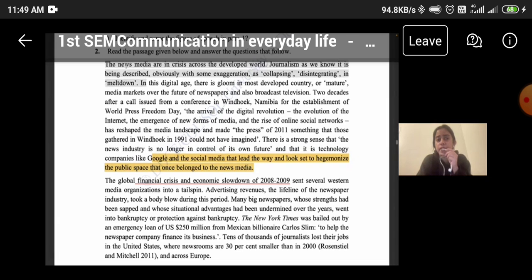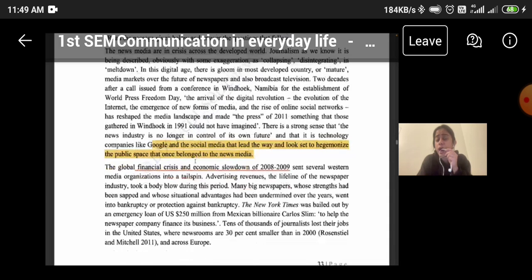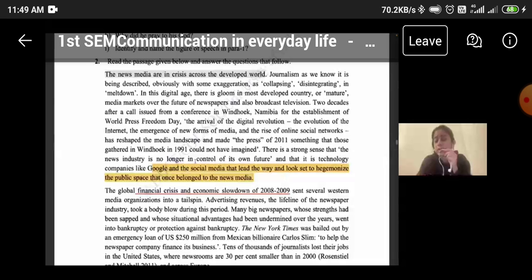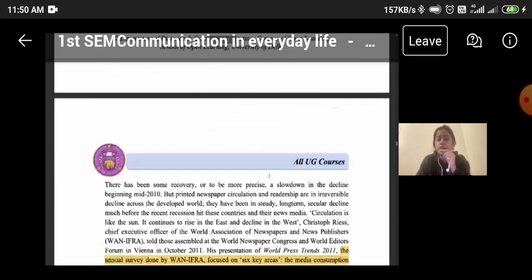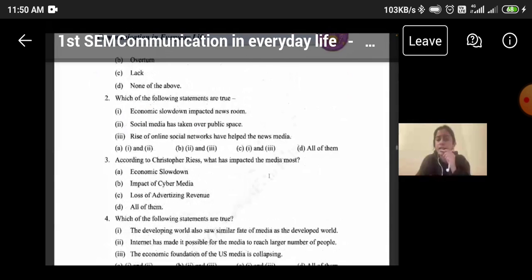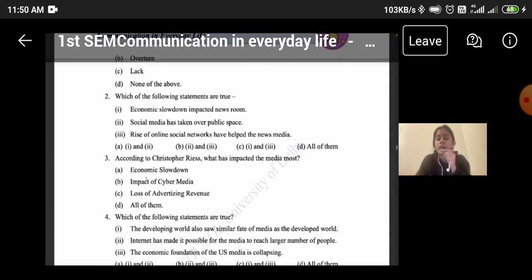So the statement starts with what the central theme is: we are talking about the news media crisis across the developed world. And as a support to this sentence, right by the end of the paragraph, it is given to us that the technology companies, and the social media platforms, are looking set to hegemonize the public space. So what two options would be correct in this context? It would be option 1 and 2.